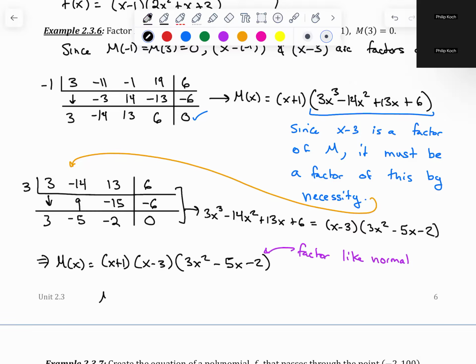And we get that m of x is equal to x plus 1 times x minus 3 times, okay, if we're doing the guess and check, which is the way I like to do it, minus 2 and or plus 1 and minus 2, right? Yep.